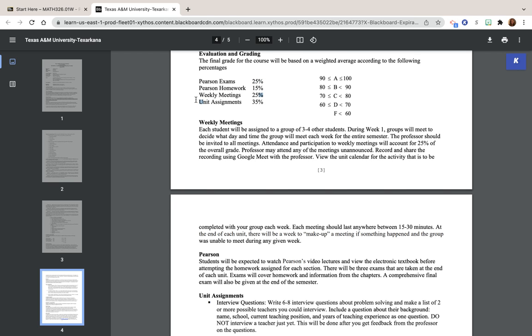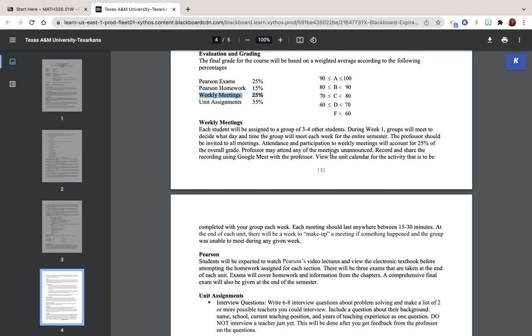So the weekly meetings, you'll be placed in a group of 3 to 4 students. During week 1, you'll decide the day and time that you'll meet each week. You can meet on Google Meet, and make sure that you invite me to all your meetings, and I may show up unannounced. And you will also share the recording of this meeting with me.